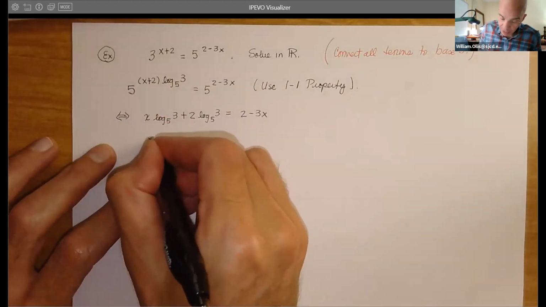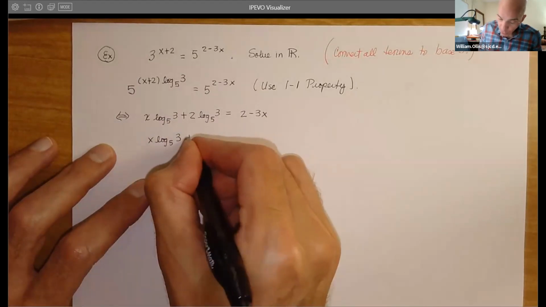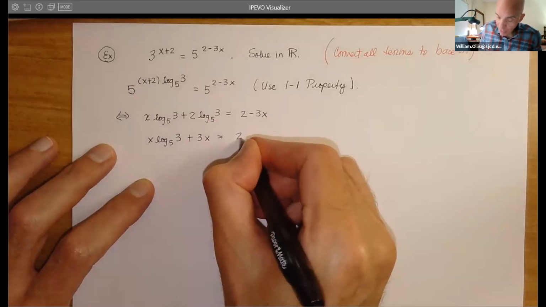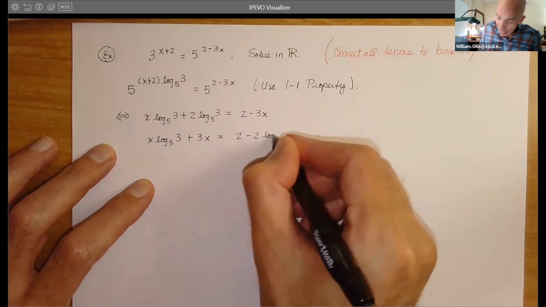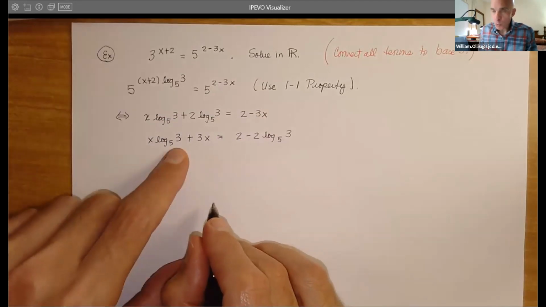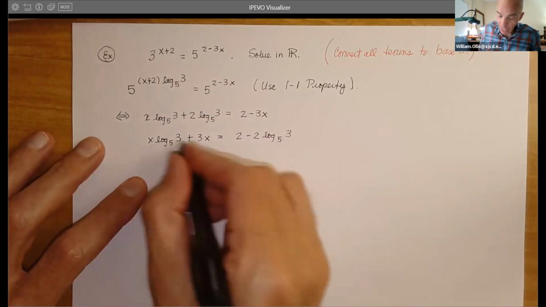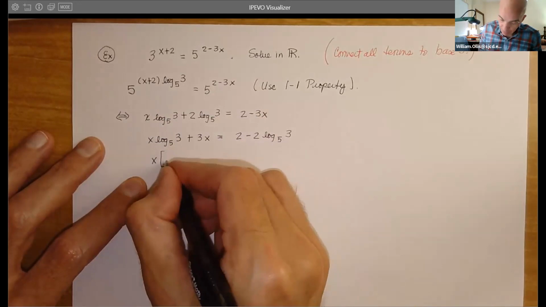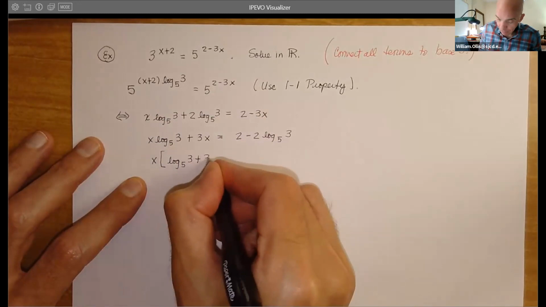So we're going to get x times base 5 logarithm of 3 plus 3x. And this will equal, so we've got a 2, and now subtract the non-x term, minus 2 base 5 logarithm of 3. And now, of course, we can solve for x. We just have an x that's common to both of these, so we'll factor the x from these two terms. So we have x times base 5 logarithm of 3 plus 3.